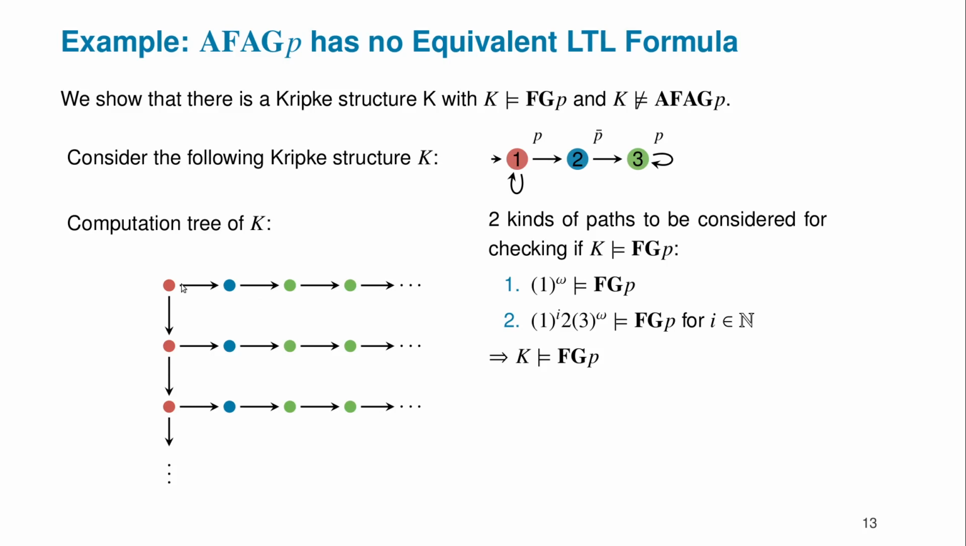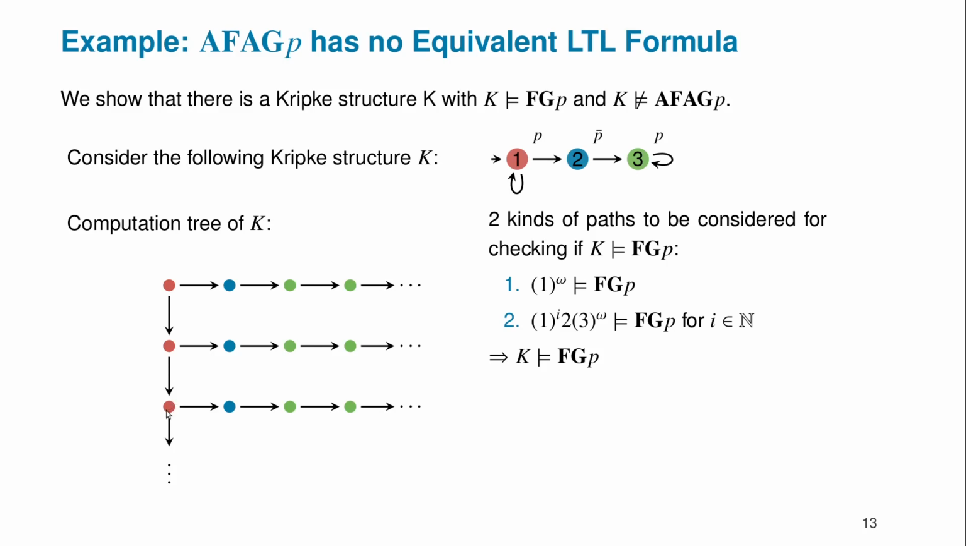Because in all states P holds, therefore finally globally P. And for the second path, we do the i steps. So maybe we do 2 steps and end up here. And then we require that finally globally P.